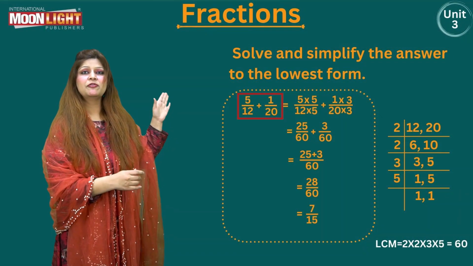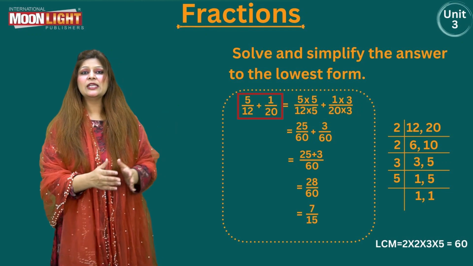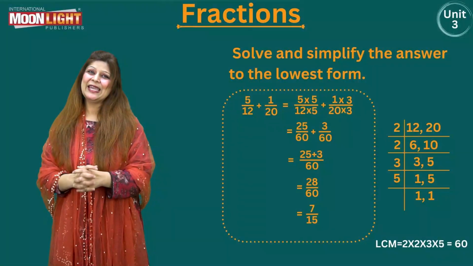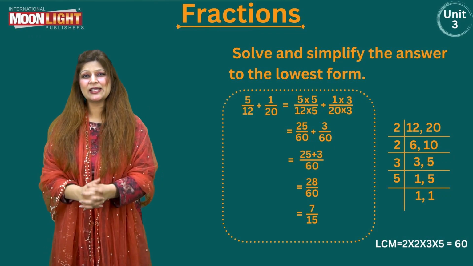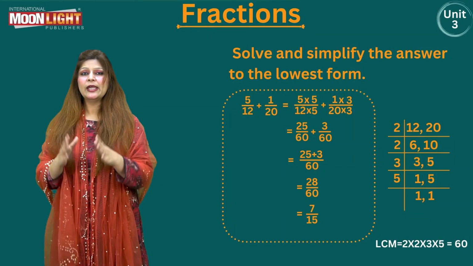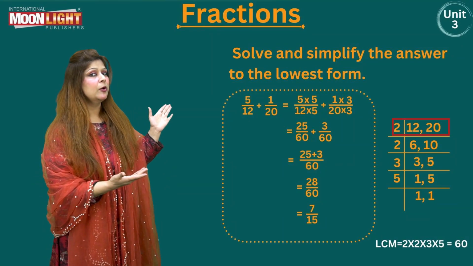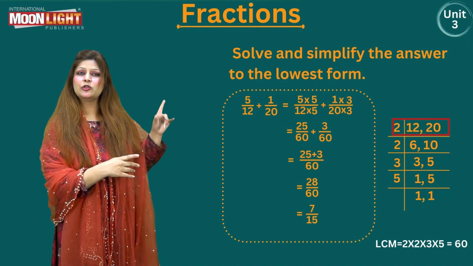I have a fraction 5 by 12 plus 1 by 20, equals what? Right now we are going to do one thing, because the denominators are different. So I'm going to take the LCM of the denominators. How to take the LCM, you already know, but I'm going to recall it for you again. So how to do it for 12, 20?